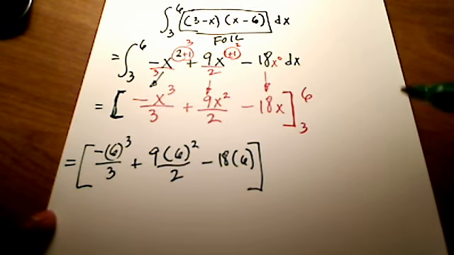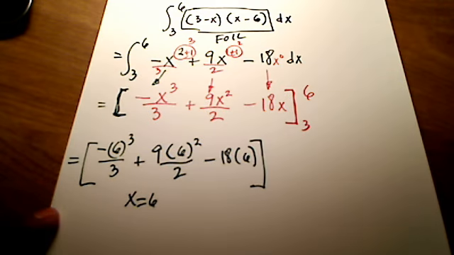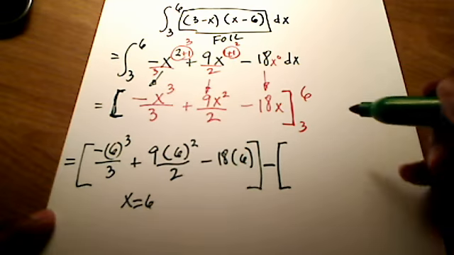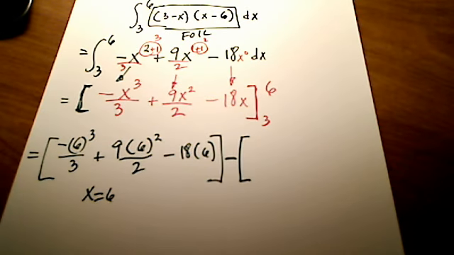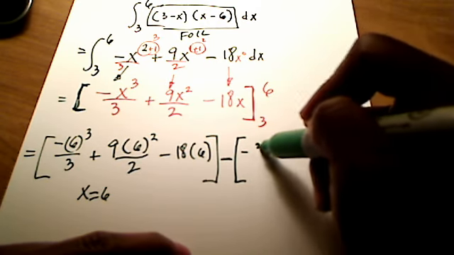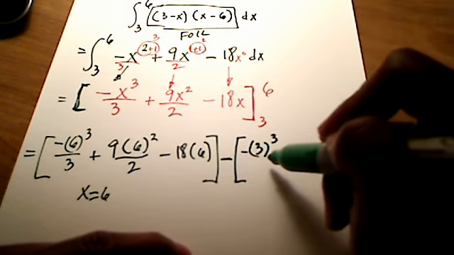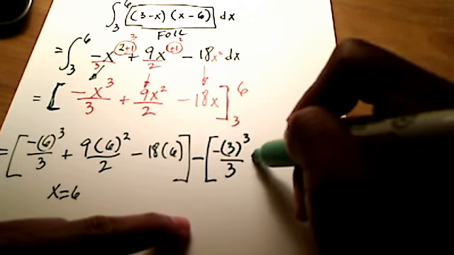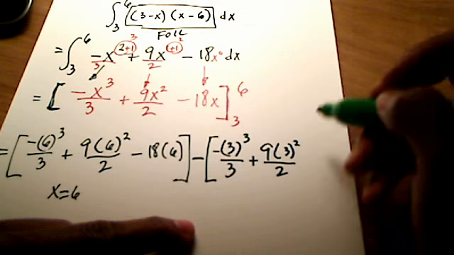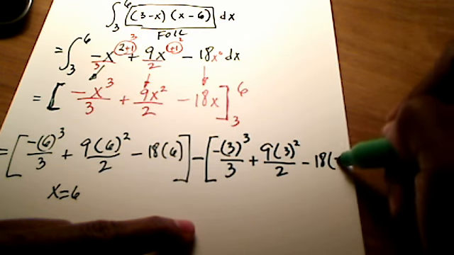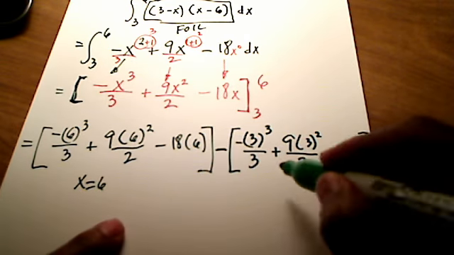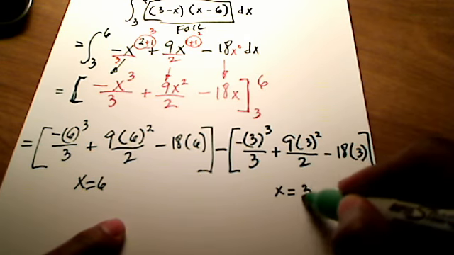All right, so that's plugging in everywhere I see an x, I'm plugging in a 6 there, minus, right, it's always minus, that's what the first fundamental theorem of calculus says, minus everywhere I see an x, I'm going to plug in a 3 now. All right, so it becomes negative 3 cubed all over 3, plus 3 squared all over 2, and minus 18 times 3. There, just barely squeezed it on the page. Okay, so again, this is everywhere I see an x, I'm plugging in a 3.